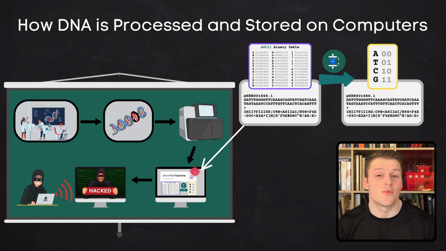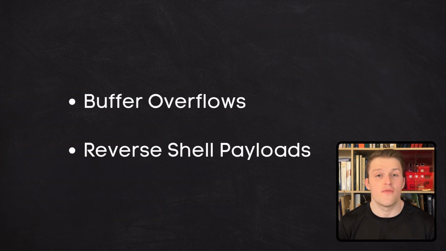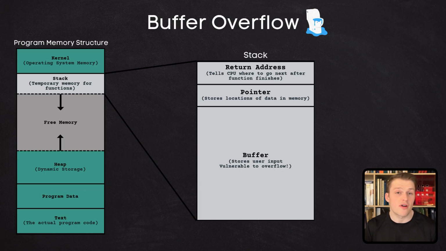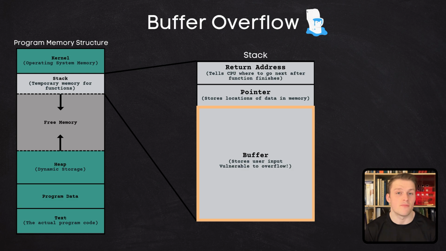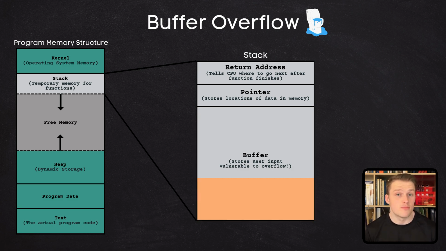Well, to understand this, we first need to understand the specific hacking methods used by the researchers: buffer overflows and reverse shell payloads. Let's start with buffer overflows. When a program runs, it allocates specific amounts of memory, called buffers, to store different pieces of data. These buffers have defined boundaries. If the program receives more data than a buffer can hold and doesn't properly check the data size, the excess data will spill beyond the buffer's boundaries, overwriting adjacent memory.